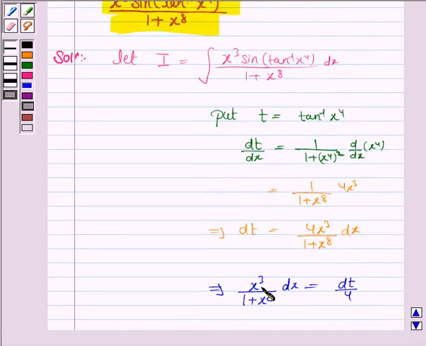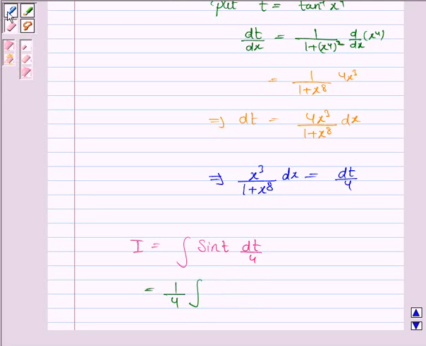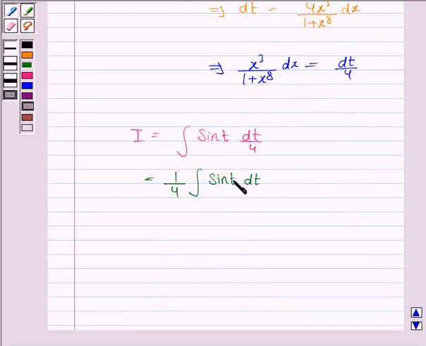So substituting x cube upon 1 plus x to the power 8 as dt by 4 and t equal to tan inverse x to the power 4, in the given integral, the integral becomes sine t dt by 4, which is again equal to 1 by 4 integral sine t dt. Now we know that the integral of sine t is minus cos t plus c. So this becomes minus 1 by 4 cos t plus c, where c is the constant of integration.